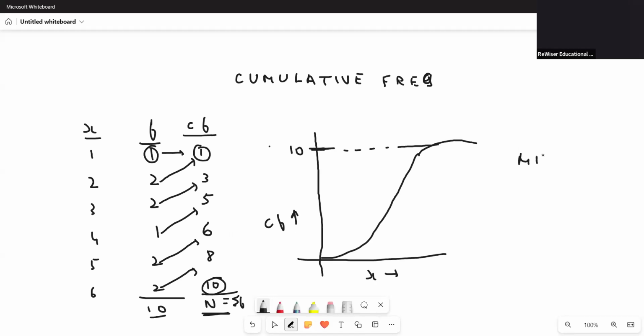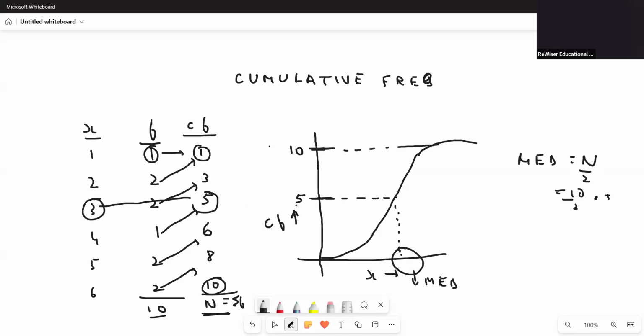Now, if I ask you to find the median for this cumulative frequency graph, the formula is n by 2. In this case, it has to be 10 by 2, which is 5. So that literally means from the 5 here on the cumulative frequency, we'll drop a line on the S-shaped curve, and whichever point it touches on the x-axis will give me my median. So we can say that the value of x is 3. That means the point where it is cutting here, that's 3, and that's the median of our distribution.